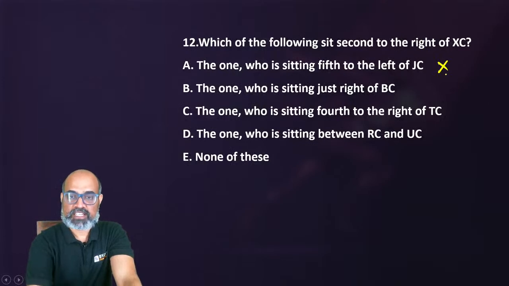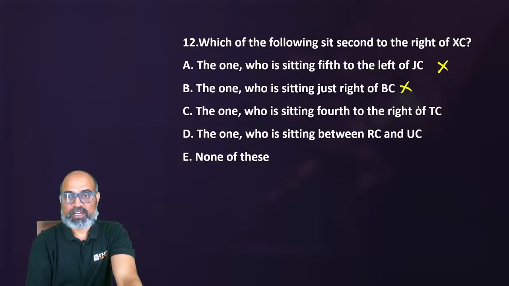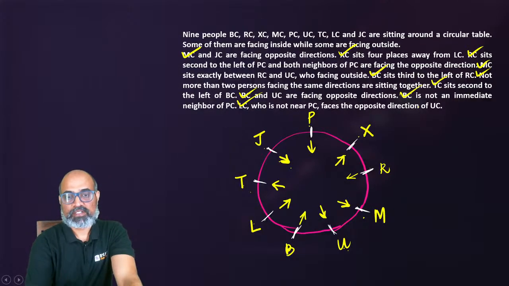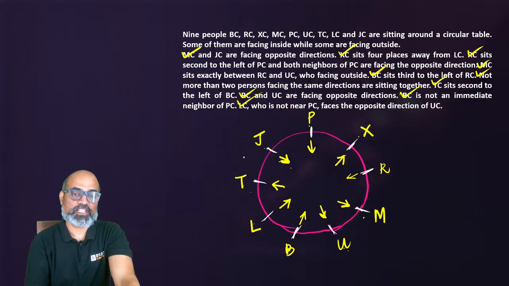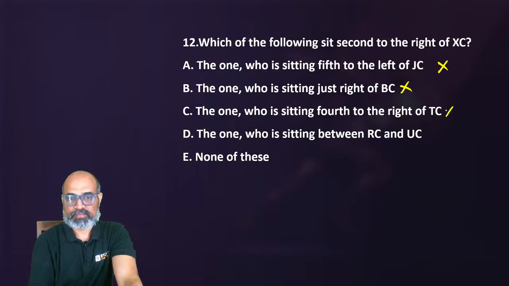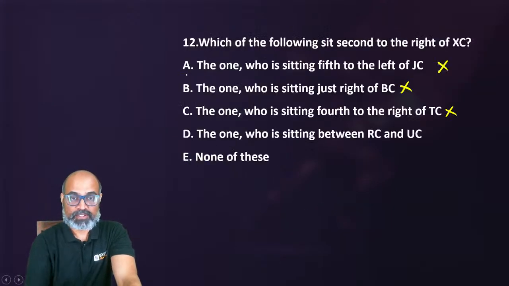The one who is sitting just right of B. M is not sitting to the right of B, as an immediate right. No, he is not. The one who is sitting 4th to the right of T. So this is T facing outwards. His 4th to the right is 1st, 2nd, 3rd, 4th. No, that's not where M is sitting, right? The one who is sitting between R and U. Yes, M is the one who is sitting between R and U. So D.